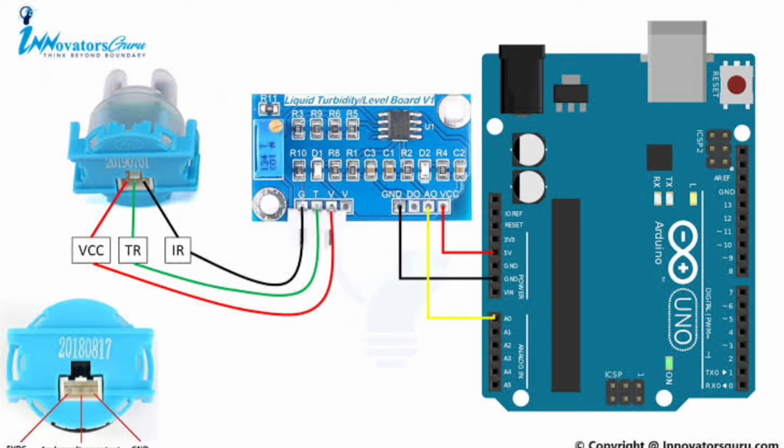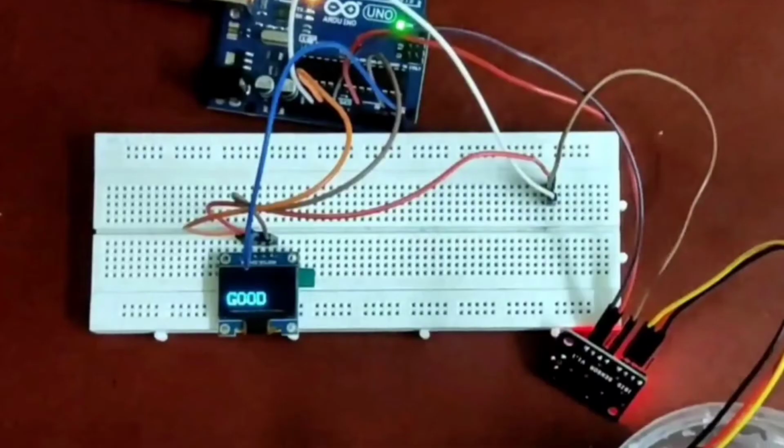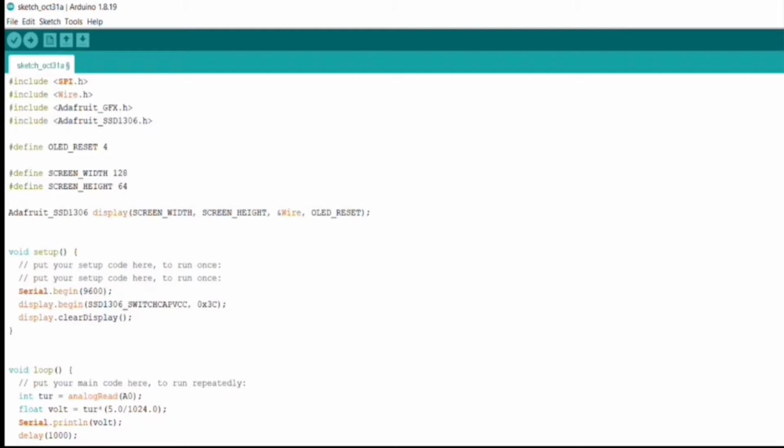Now we can see the connections of this system. The turbidity analog pin is connected to the Arduino pin A0, and VCC is 5 volts. Ground is connected to ground. Next, the OLED display. Here, the data pin is connected to the Arduino A4 pin. Then the clock is connected to the A5 pin. Then the VCC is 5 volts, and the ground is connected to ground.